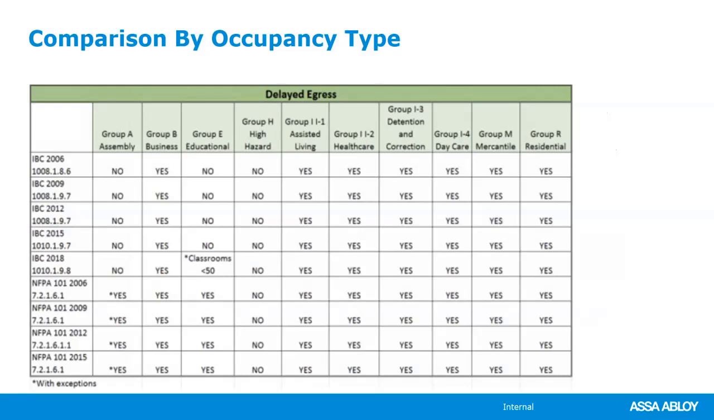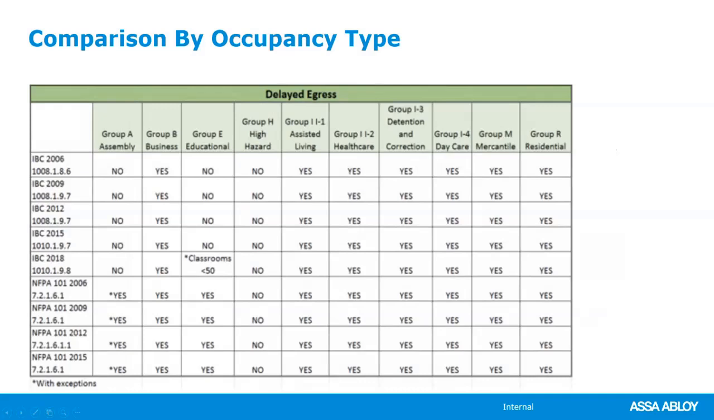But Group A assembly, for example, from IBC 2006 to 2018, it is not permitted. In NFPA 101 from 2006 to 2015, it is permitted with exceptions. In NFPA 101, they have chapters for each of the different occupancy types. In IBC, they tell you right in the paragraph which occupancy types you can and can't use it. So IBC is a little more user-friendly.